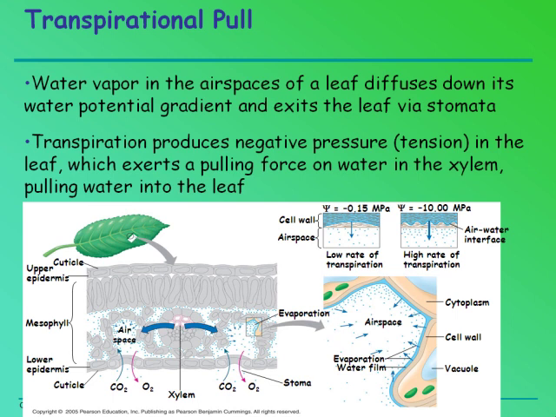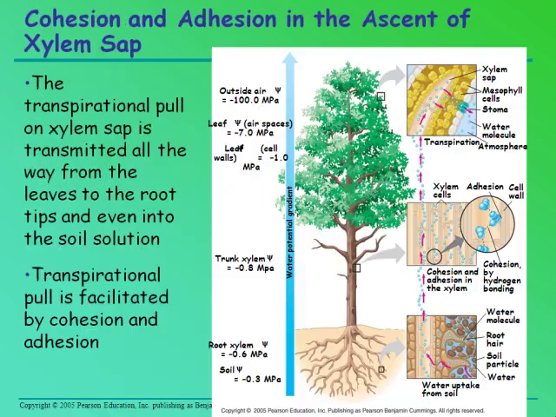So transpiration produces negative pressure or tension in the leaf, which exerts a pulling force on water. This is a low rate of transpiration, negative 0.15. This is a high rate of transpiration, negative 10. This is the air-water interface, the cell wall, and the air space here. So water diffuses down its water potential gradient and exits the stomata.